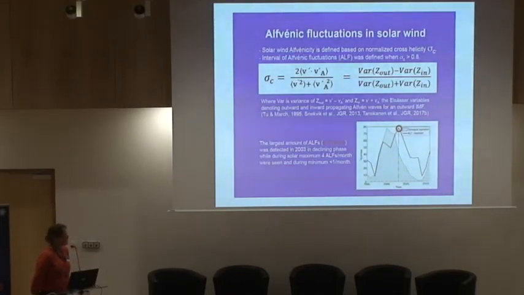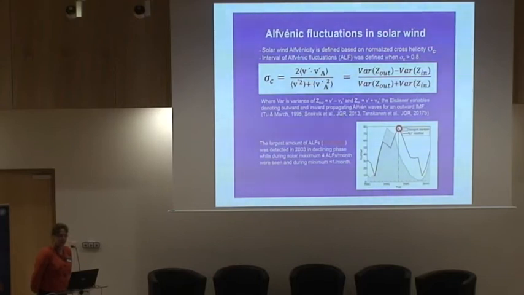This is my one slide with equations. So this is the measure what we have used for the solar wind magnetic fluctuations. So we compute the solar wind Alfvénicity based on the normalized cross helicity sigma c. And that takes into account the magnetic field fluctuations and velocity field fluctuations.